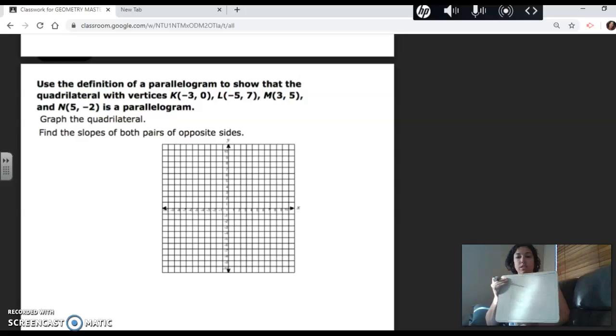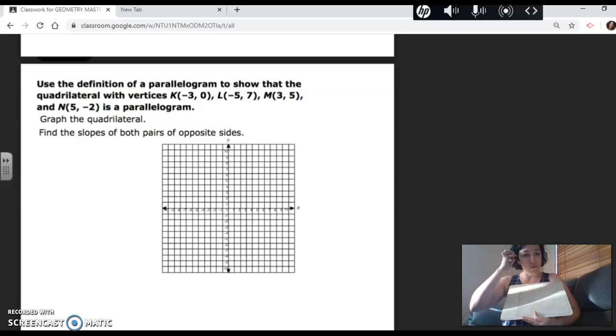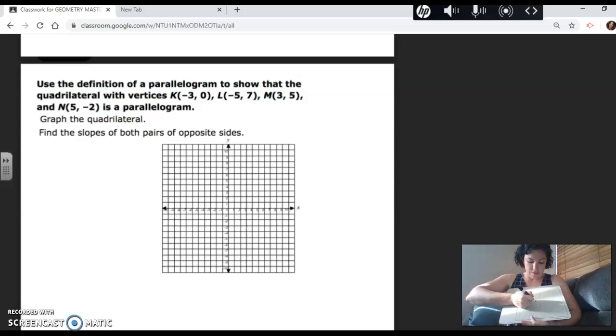So I'm going to take, just like we did, I'm going to graph all four. I'm going to do -3, 0, -5, 7. This is K and this is L. Then I have 3, 5. This is M. And N is 5, -2. So you have this, which looks like a parallelogram, but trust me, never assume.